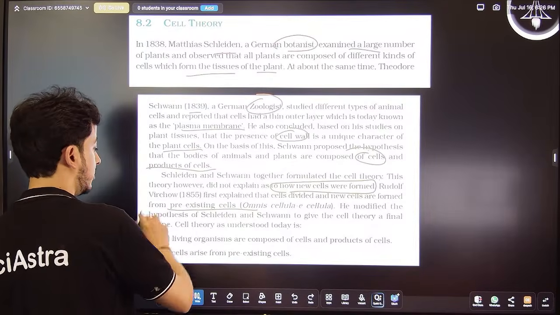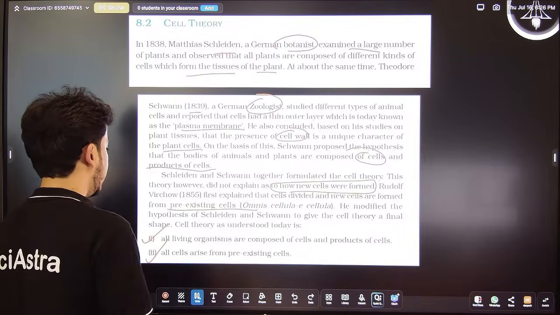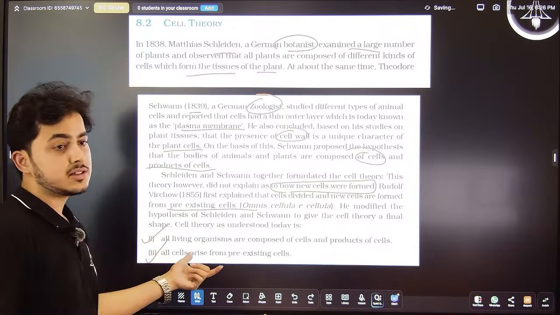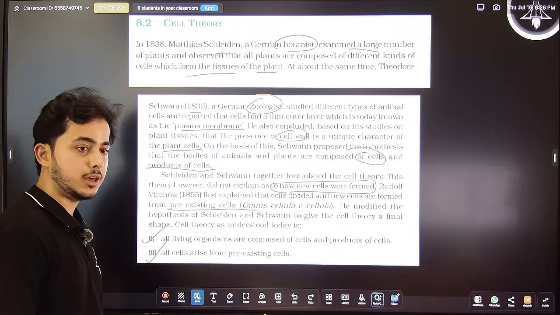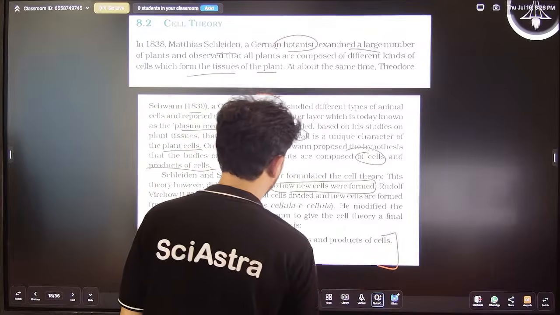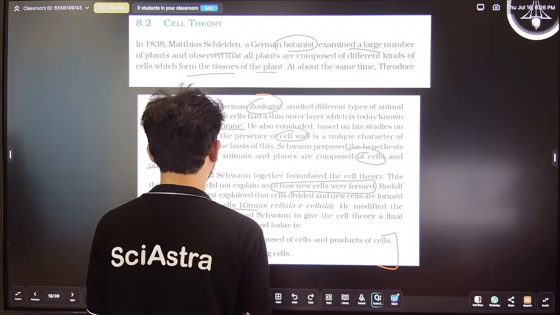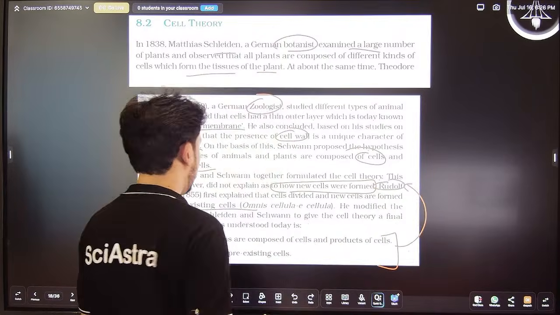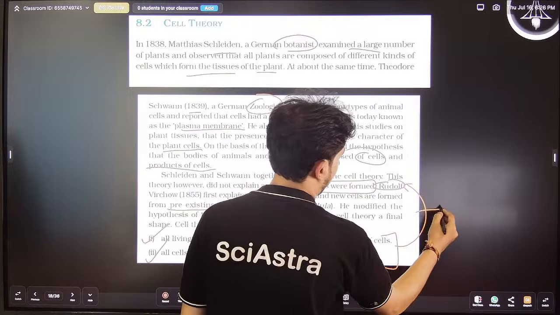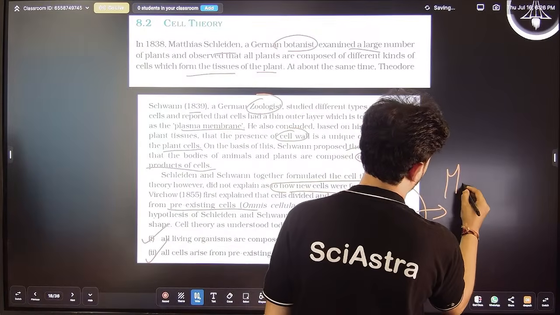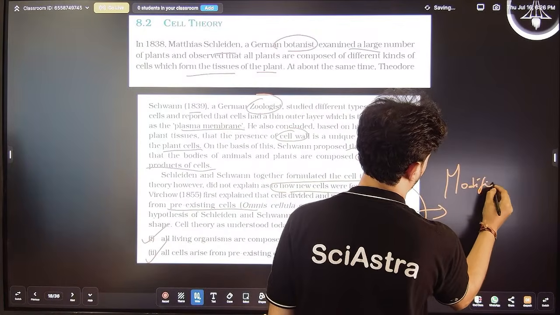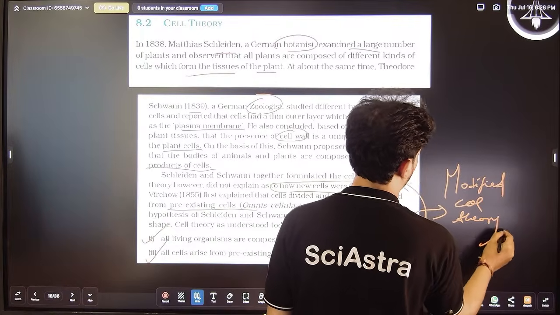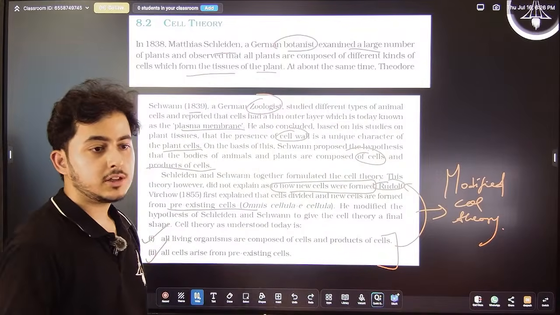So these are the postulates that were stated: all living organisms are composed of cells and products of cells, and all cells arise from pre-existing cells. This was said by Rudolf Virchow, and this was basically the modified cell theory. I hope this part is clear.